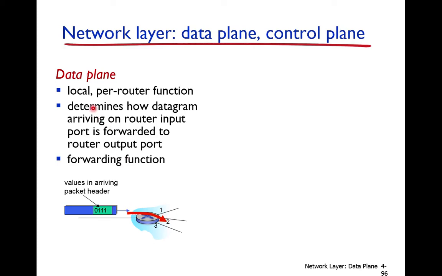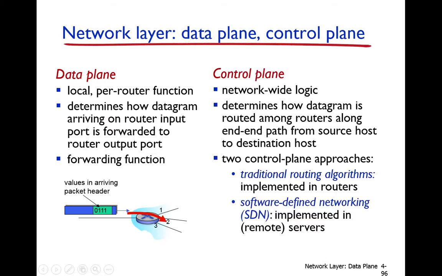So the data plane is local. Each switch has a data plane. It determines how the datagram arriving on an input port should be forwarded to the output port. So its functionality is about forwarding. Now we have discussed that the control plane basically builds up the forwarding table on each router. The control plane is of two types: one is the traditional routing protocol and the other is SDN.